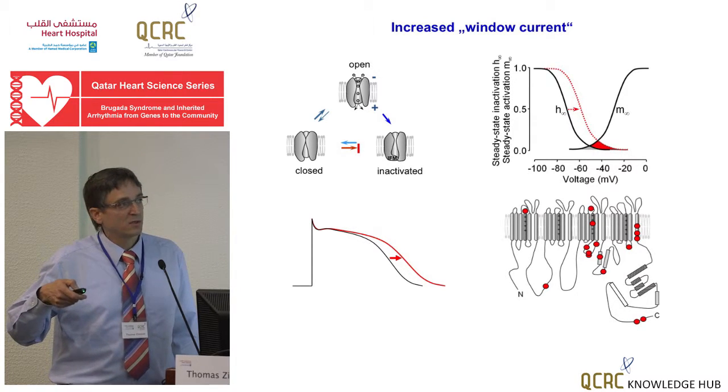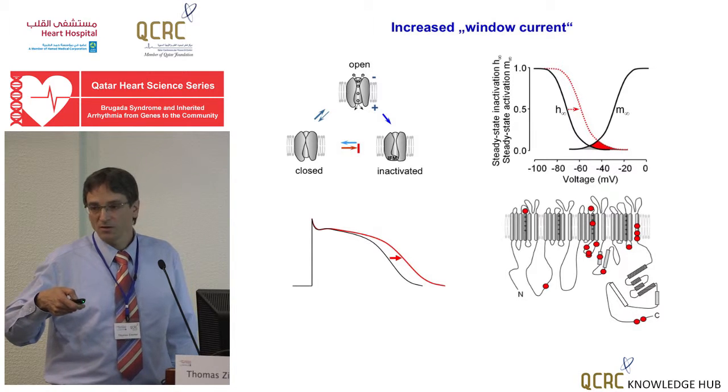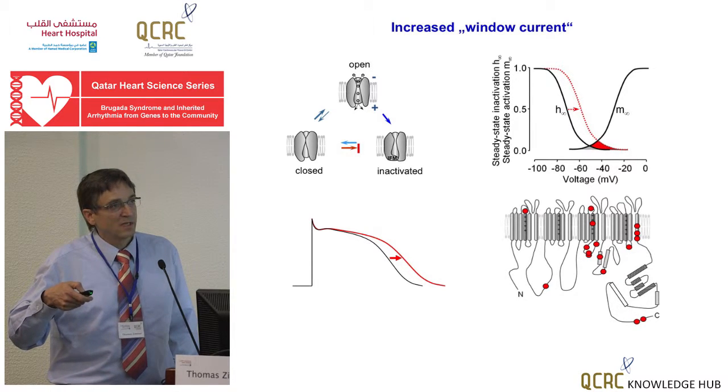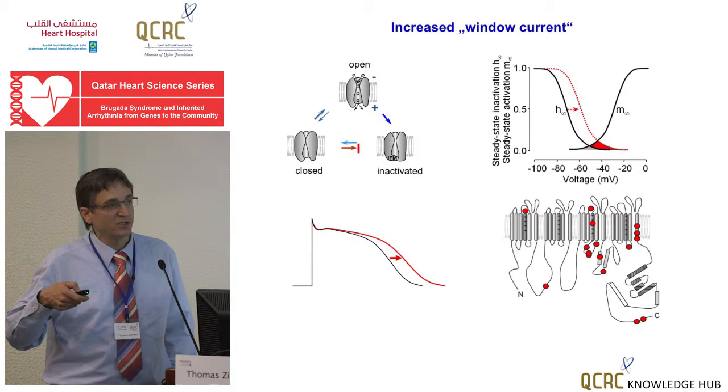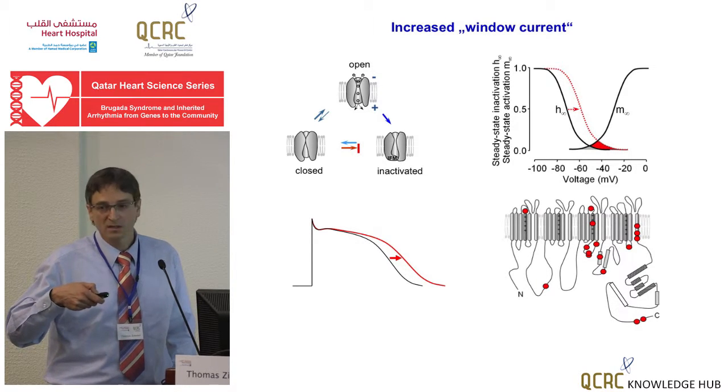So this curve is the so-called steady state activation curve. This curve here is the so-called steady state inactivation curve, which means that the channels are all available at minus 100 millivolt for activation. So they are all in the closed state.